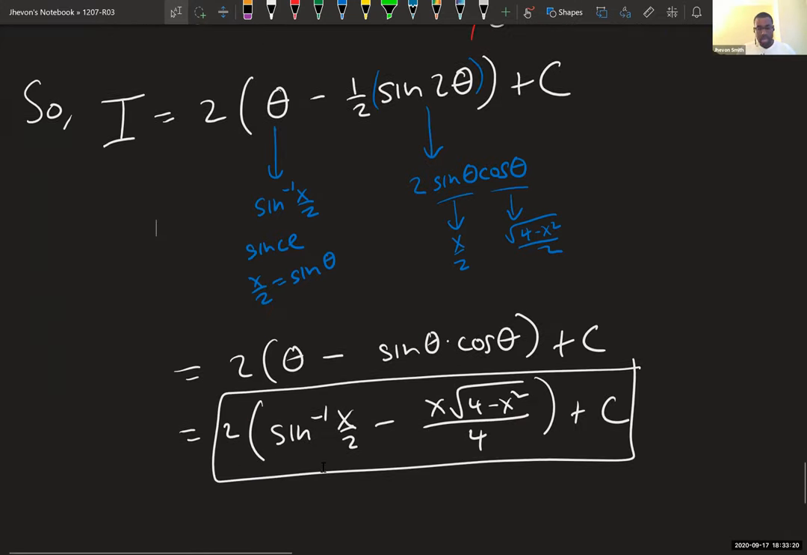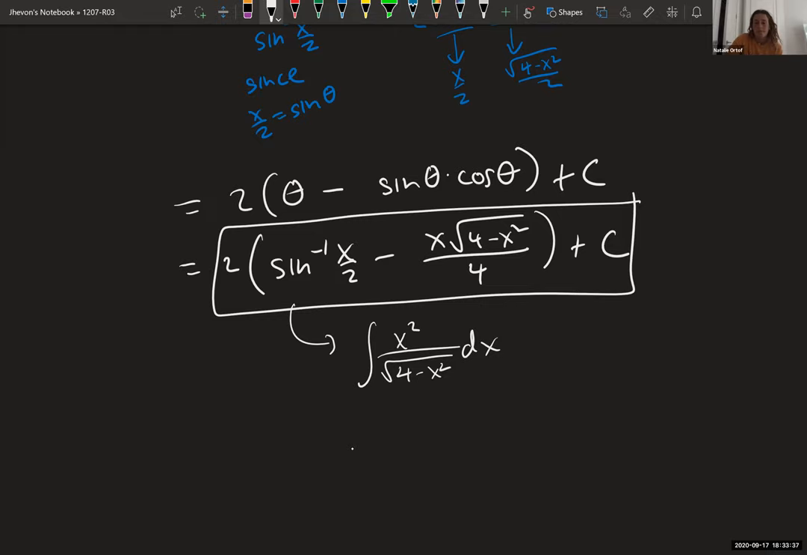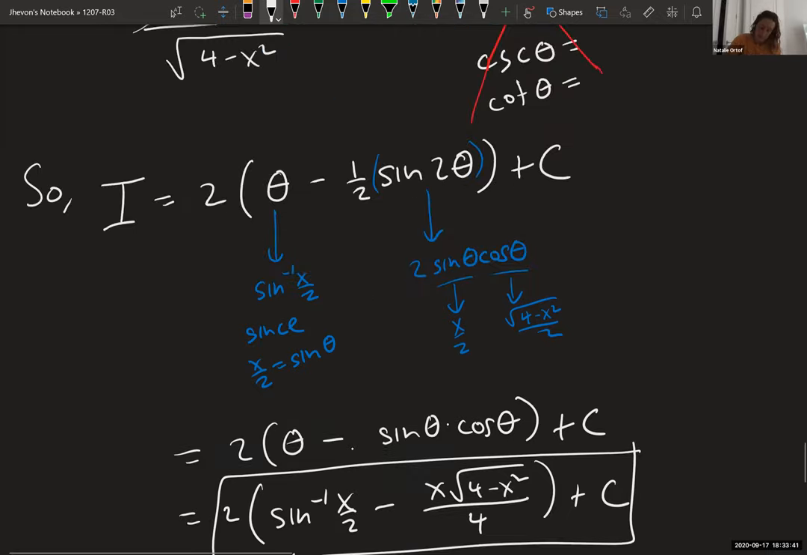And ultimately, now we get an answer. So that is actually the integral of x squared over the radical of 4 minus x squared. Professor? That is trig substitution, yes. Can you just go over quickly one more time how you got the arc sine x over 2?